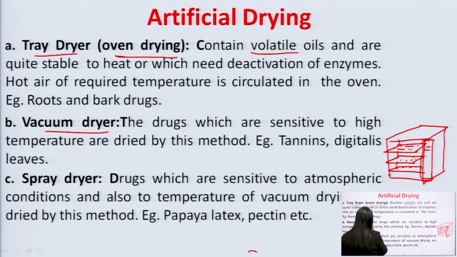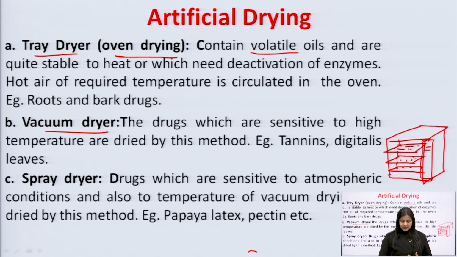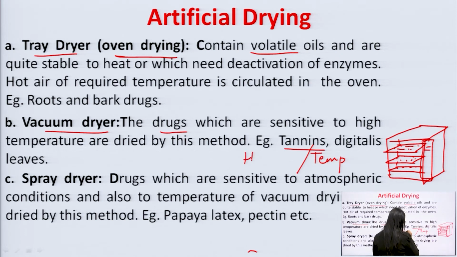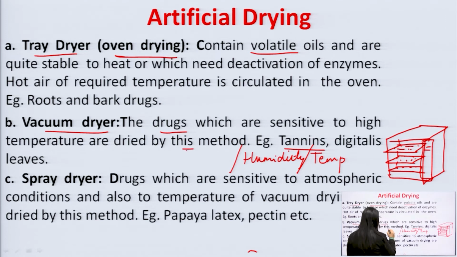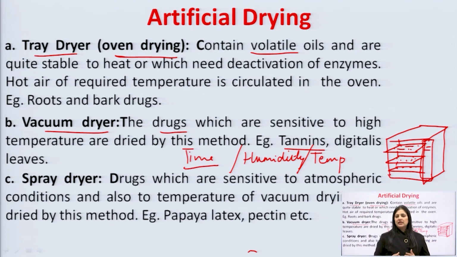Next is the vacuum dryer. Vacuum dryer is the one which is applied to the drugs which are sensitive to high temperature. Examples, tannins and digitalis leaves. Vacuum dry ke kuch advantages hai. Here you can control the temperature, you can control the humidity, you can control the time for drying and there is no problem with the climate there.